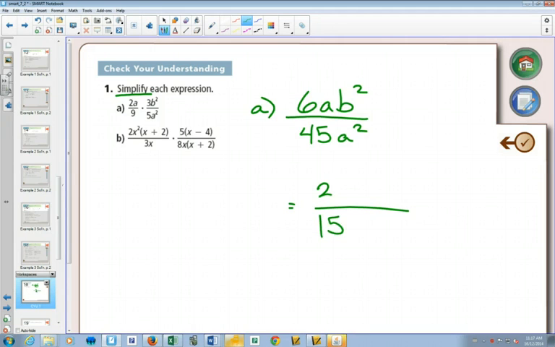Then we look at our variables. The variable a, I have a's on the top, I have a's on the bottom. Where do I have more a's? On the bottom. Once they cancel out, you'd be left with 1a on the bottom. And we still have 2 b's on the top, or b squared on top. That would be simplified.